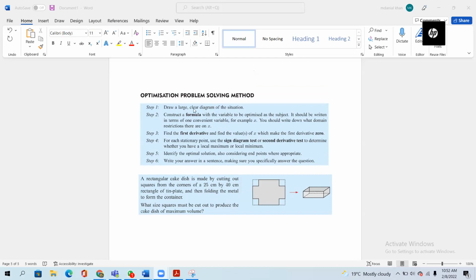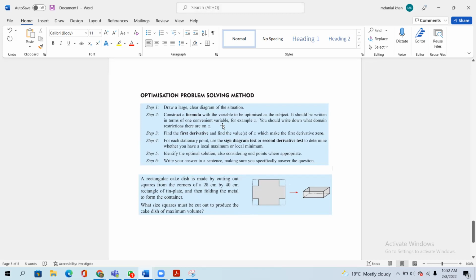In the first step, you'll be making a large and clear diagram of the situation provided. So this is a situation which is given below. For this particular case, you'll be making a large and clear diagram of the situation so that you are able to decipher the information from the diagram correctly, right? So that's the information and that's the diagram. Although in this question it is given, in some questions you may not be provided with this, so you need to come up with this situation.